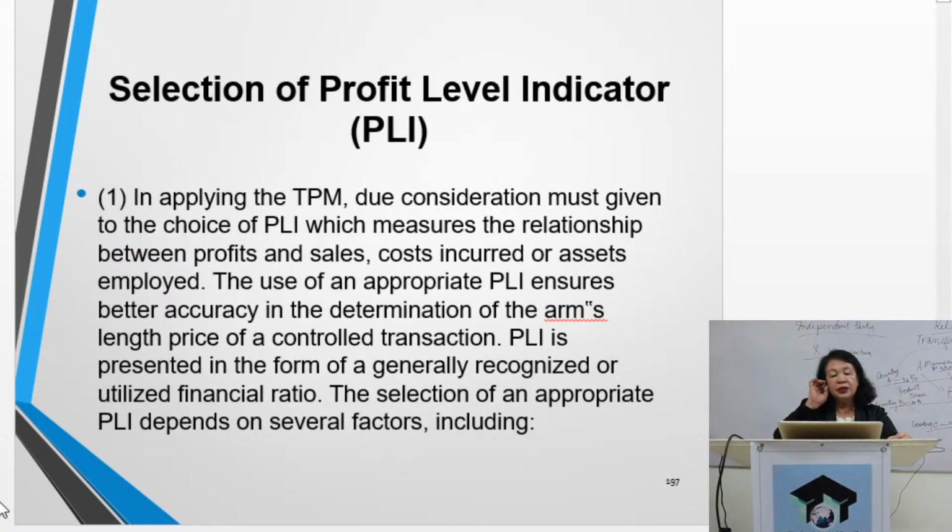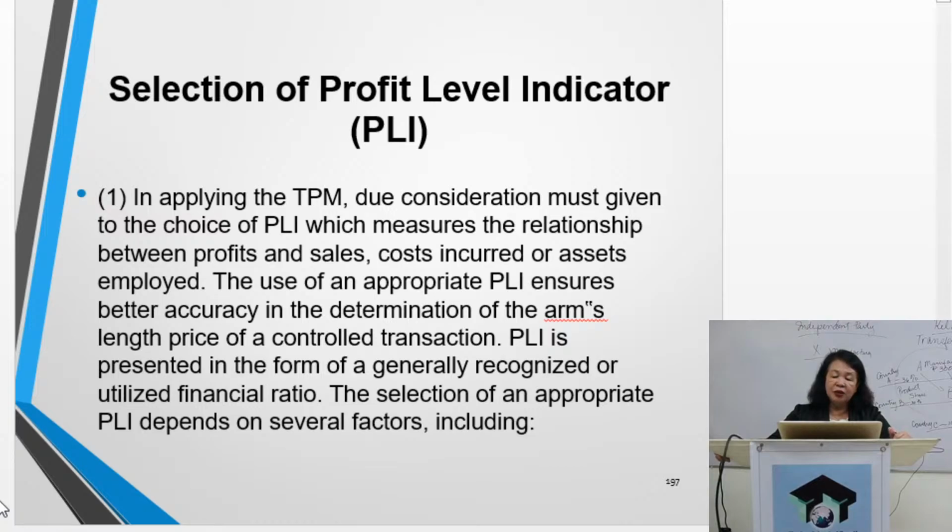Okay? Selection of the profit level indicator. Ano po itong profit level indicator? Ito yung mga gross profit, ito yung mga margins na kailangan natin at kasama ito sa i-compare po natin, no? So, in applying the transfer pricing method, due consideration must be given to the choice of the PLI or the profit level indicator. Ano ba yung profit level indicator? Pwedeng gross profit, pwedeng net profit, no? Which measures the relationship between profits and sales, cost incurred, or assets employed.